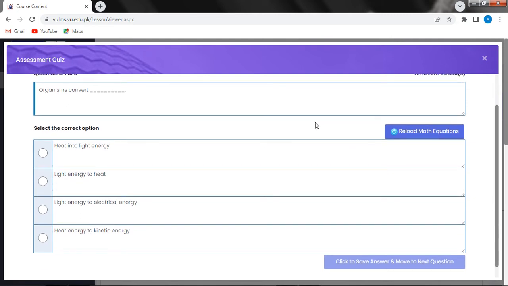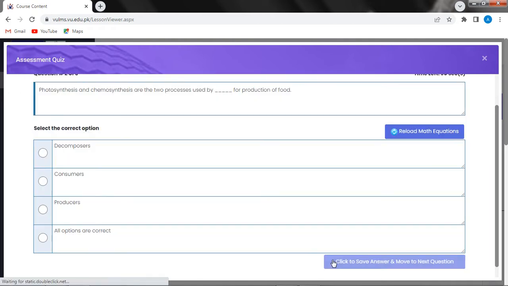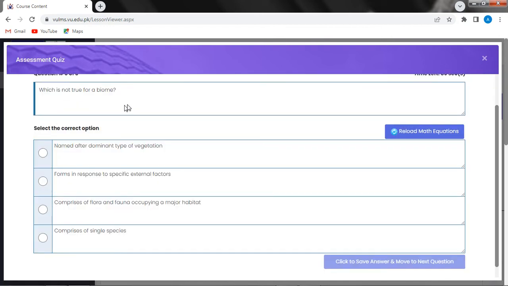Organisms can convert photosynthesis and chemosynthesis are two processes used by dash for production of food. Which is not true for a biome.